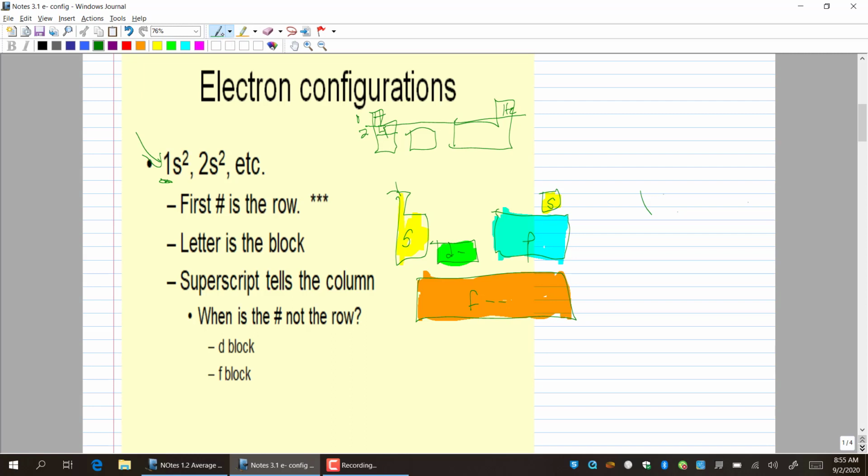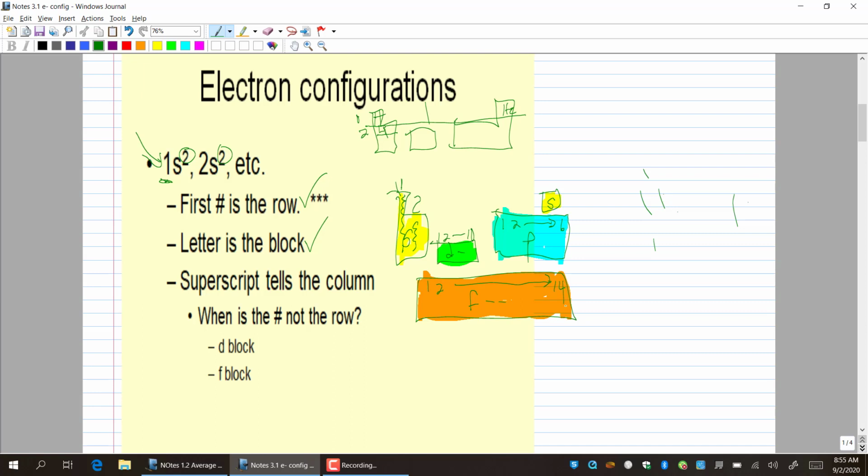Okay, so what this is basically is a counting game. Now we know the letter is the block. Check the row. I can count that. Check the superscript. These are the superscripts. That tells you what column. So in the S block, this would end in 1. Everything in here would end in 1. Everything in here would end in 2. If I'm in the D block, it'd be 1, 2, all the way up to 10. P block would be 1, 2, all the way up to 6. And the F block would be 1, 2, all the way up to 14.